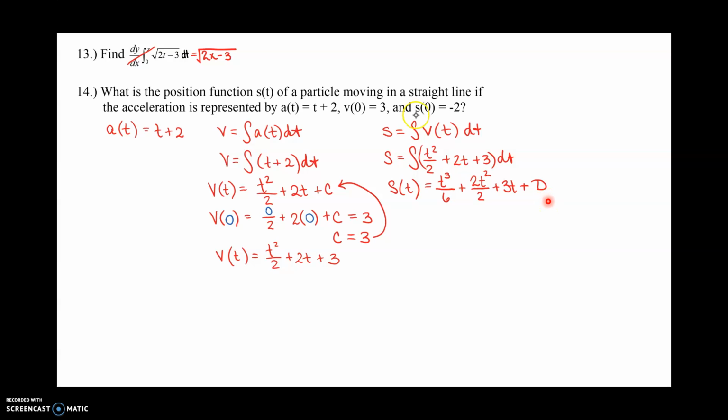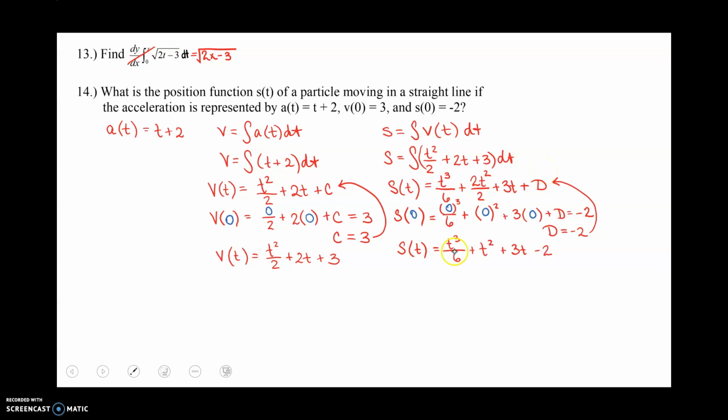All right, so they told me that in the original position function, when I put 0 in for t, the answer that I get would be -2. So I'm going to go through and put 0 in for every one of my t values, and when I do, my answer is going to be -2. So that gives me 0 plus 0 plus 0 plus d is equal to -2, so d equals -2. So let's take that -2 and put it in the place of d. And so that's going to give me t cubed over 6 plus t squared plus 3t minus 2.